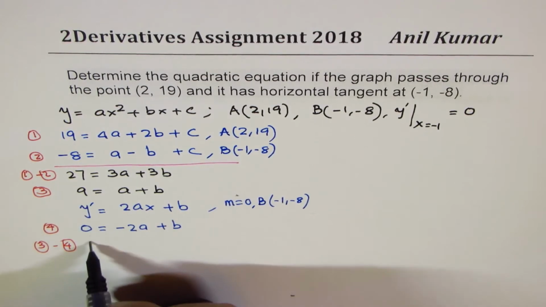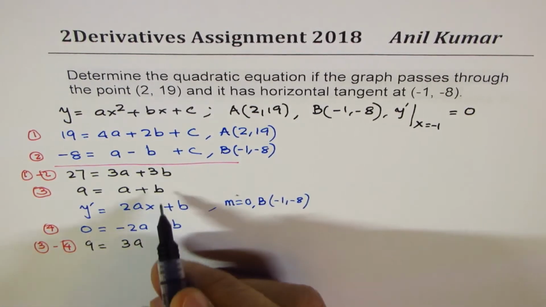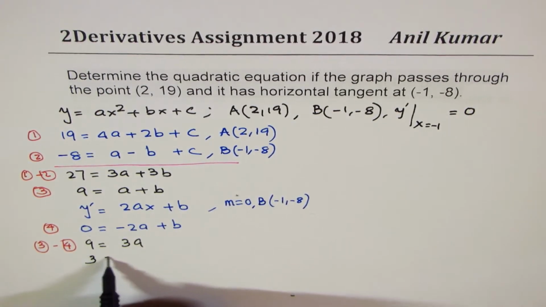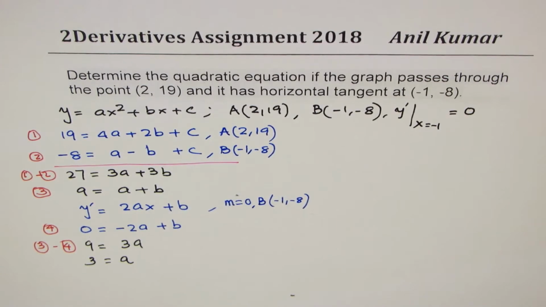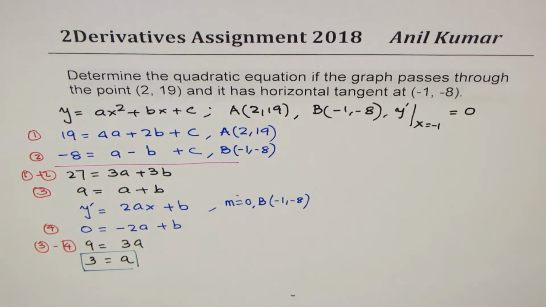9 minus 0 is 9, and a minus minus 2 is 3a. b minus b is 0. So from here, we get 9 divided by 3, the value of a. So we got one of our parameters, which is a, which should be equal to 3, right? So we get a equals 3. Now, the others we can actually find by going backwards.